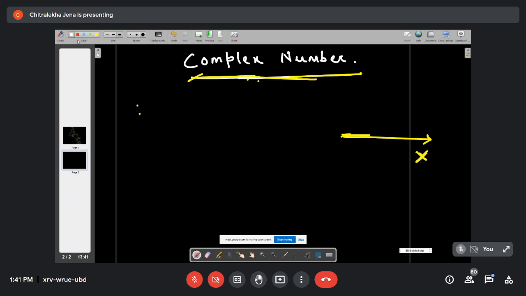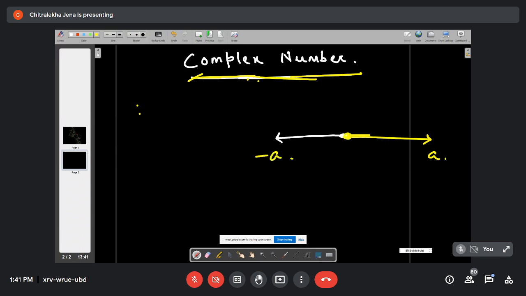Now, suppose I ask you what this vector is. This is minus x. Don't say ax, I will take it as a, simple a. So this is a. Now this is your minus a phasor.